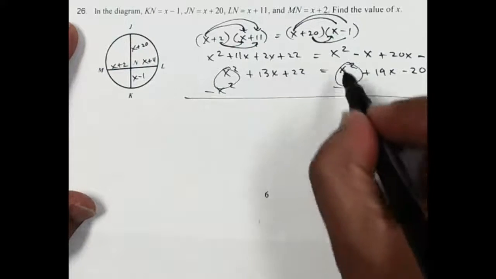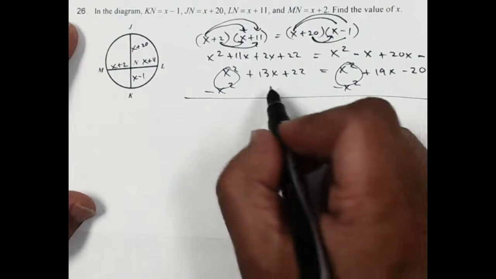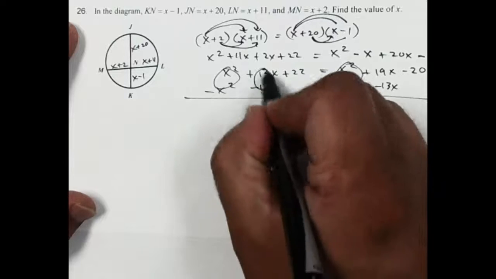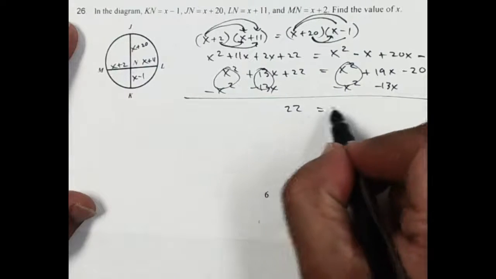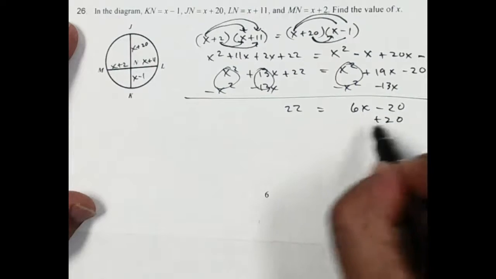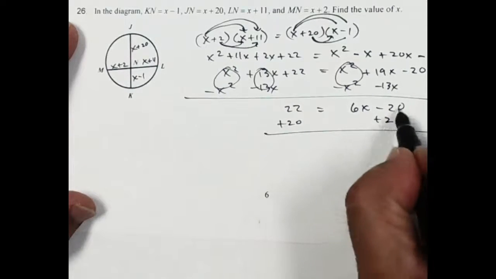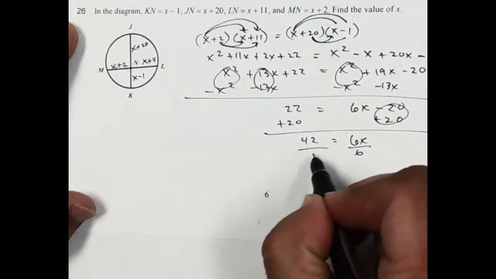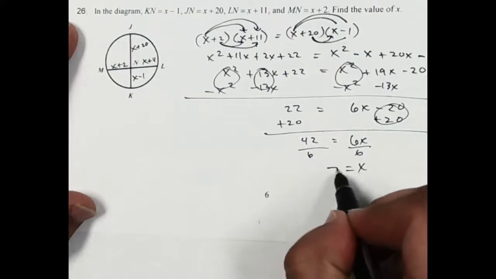Now here I can subtract x squared from both sides. That goes to 0. I'm also going to subtract the 13x on both sides. That goes to 0. So I'm left with 22 is equal to 6x minus 20. If I add 20 to both sides, that tells me that 6x is equal to 42. Dividing by 6 tells me x is 7.